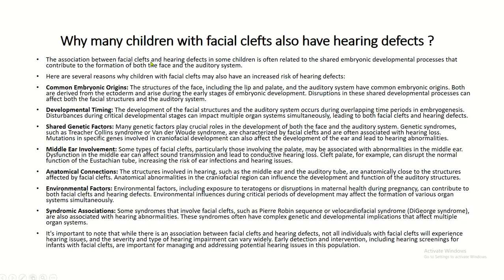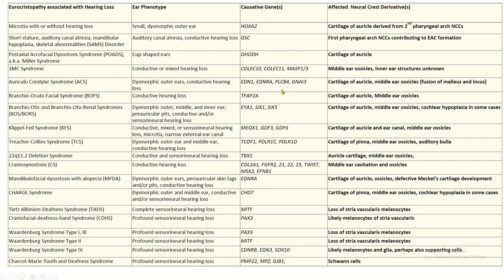Why many children with facial cleft also have hearing defect. Facial cleft and hearing defect in some children is often related to the shared embryological developmental processes that contribute to the formation of both the face and auditory system. There are several neural crest derived hearing anomalies.